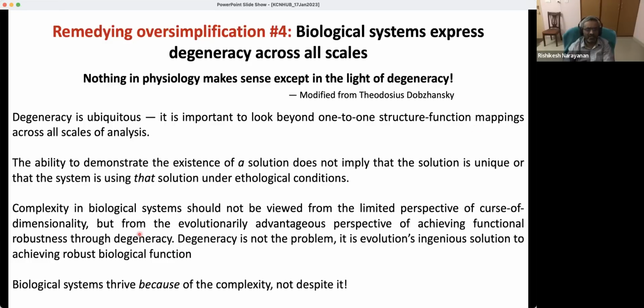And we think of complexity as something that is necessary, that is essential, and it's evolution's ingenious solution to achieve robust biological function. We don't think of it as the curse of dimensionality or something that you have to be afraid of, but it is part of why biological systems thrive, why they are robust. So we think of complexity as something that aids it.